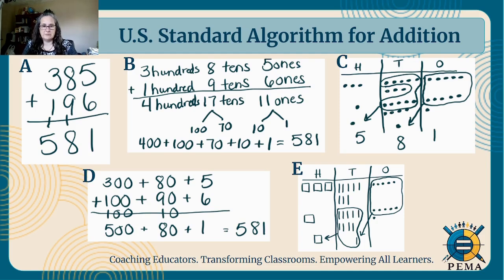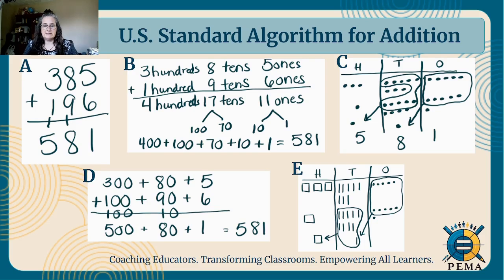So pause the video here and think about how A, B, C, D, and E show the same steps happening in the same order, even though the representations we're using to show our thinking are different. So pause the video while you think about that and hit play when you're ready.